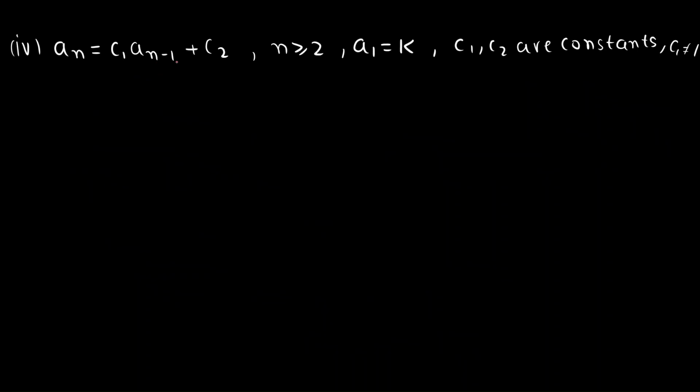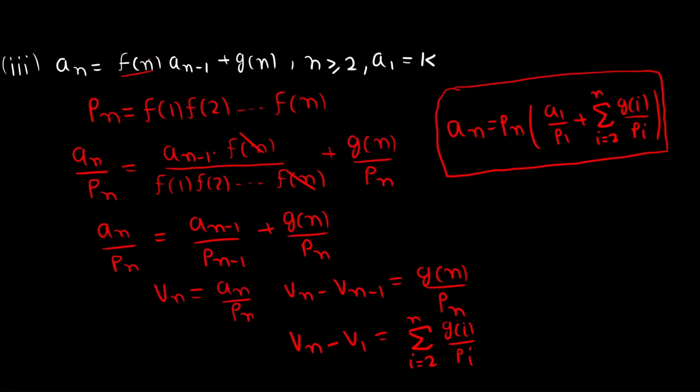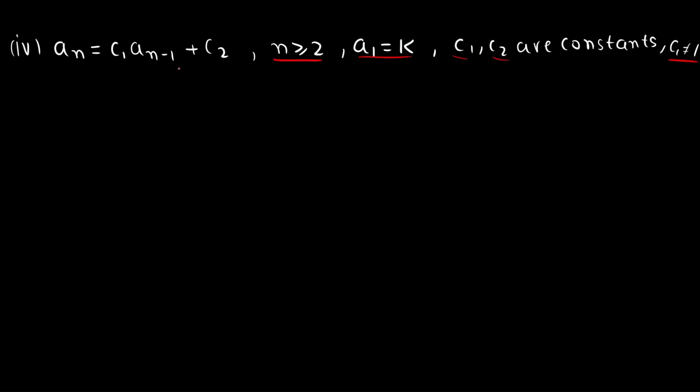Now here we have an is equal to c1 times an minus 1 plus c2, n is greater than or equal to 2. a1 is some constant, c1 and c2 are constants, and c1 is not equal to 1. Now here you can say that even in the previous one, if you substitute f of n and g of n to be constant functions, you'll have the same recurrence. What I'll do is, I'll define a new sequence. an is equal to, call it bn plus lambda, where lambda is some arbitrary constant which will be our main constraint to solve this question.